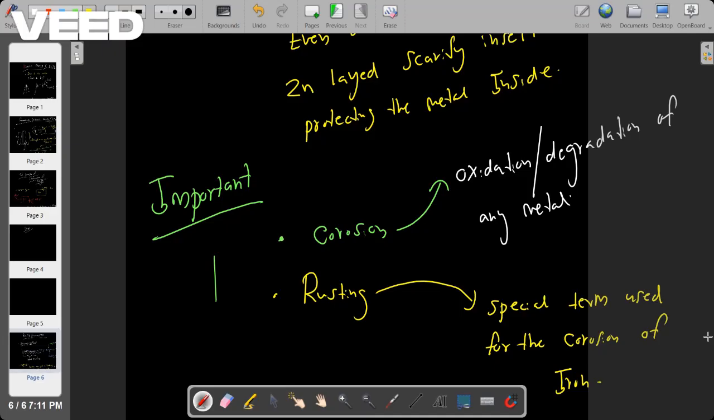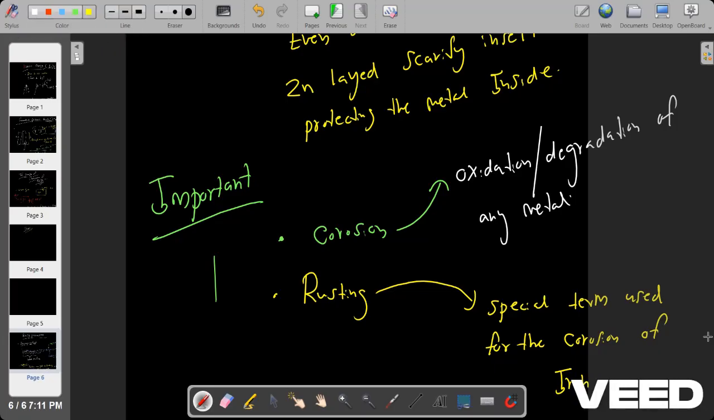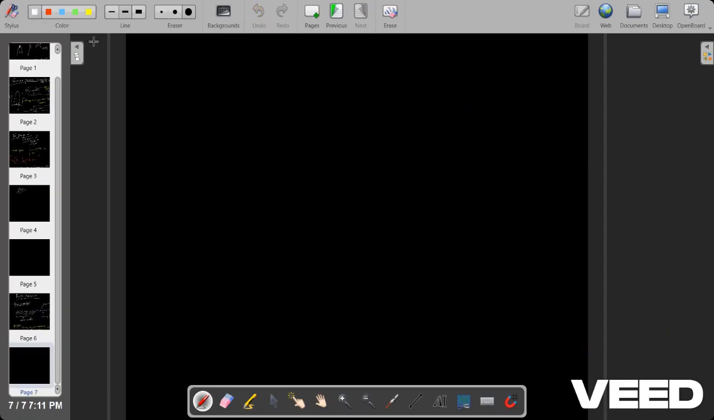So with that we are done there. Now we can go with oxidation and reduction. Actually, you are aware of it, right? But we haven't discussed it separately. So let's talk about oxidation and reduction.